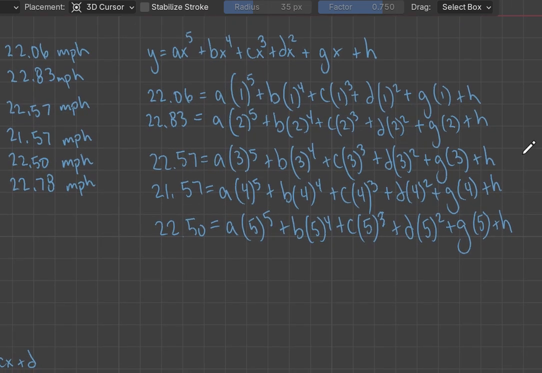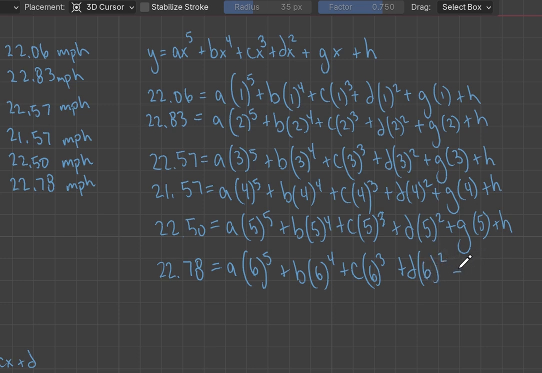And for the very last one, 22.78 miles per hour, and that occurred on the 6th day, plus b 6 to the fourth plus c 6 to the third plus d 6 squared plus g times 6 plus h. See, the h just comes along for the ride.